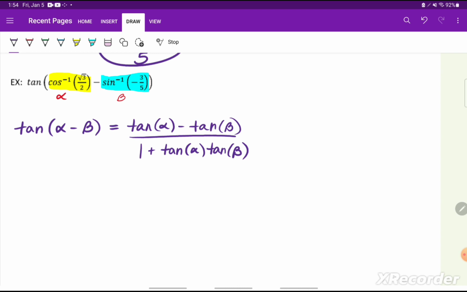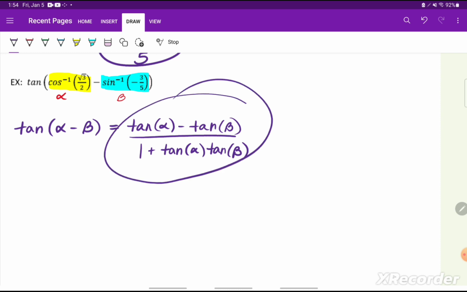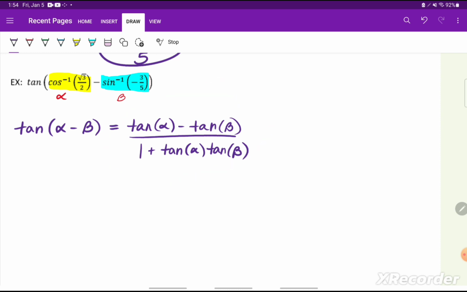We are going to create two different triangles, one for alpha, one for beta. We're going to pull the tangent value from each of the triangles we create and then plug it into this expression here and simplify. So I'll start with alpha. Cosine inverse is defined from 0 to pi, so we're looking at quadrants 1 and 2. Our cosine value of square root of 3 over 2 is positive, and out of those two quadrants, cosine is positive in quadrant 1, so we know that's where our triangle is going to be.